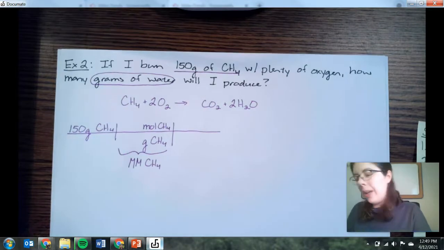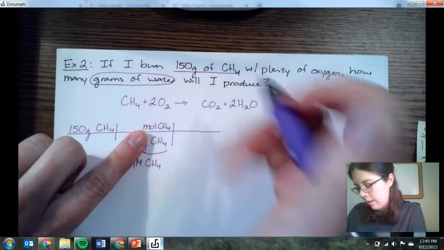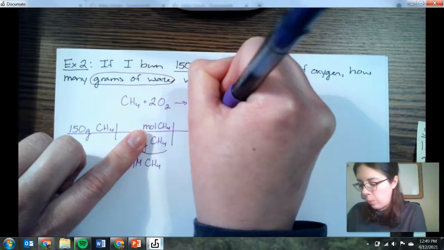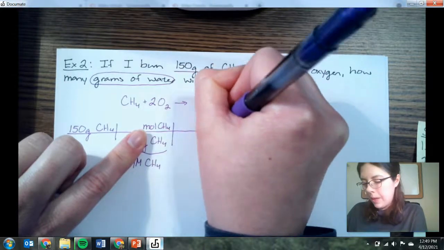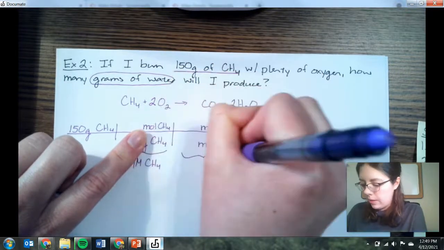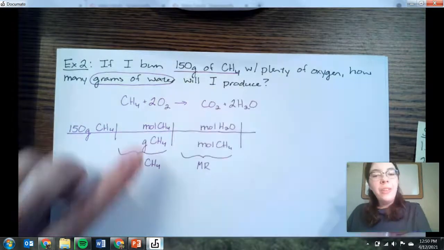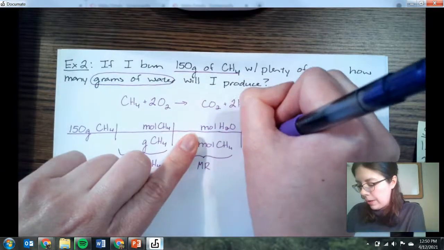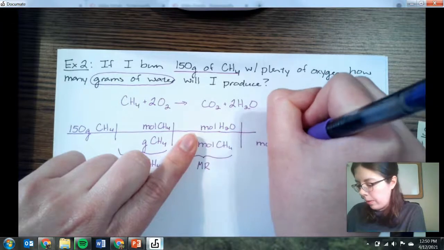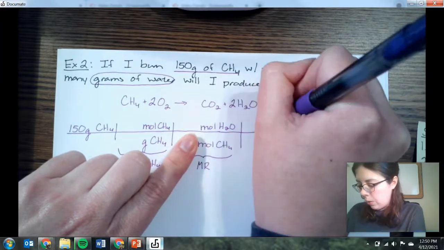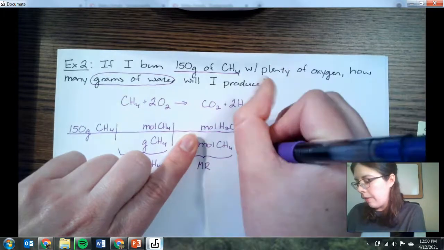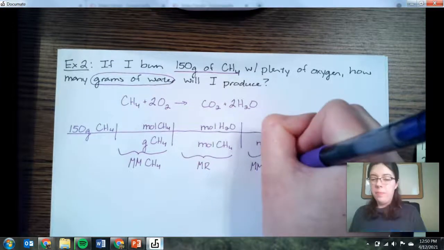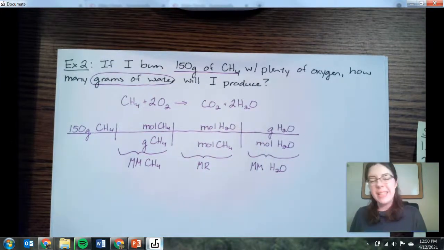Okay, and the next thing I need to do is step 3. I want to go from moles of my given to moles of my ending point, which is water in this case. Okay, so that's step 3. I'm going to use my mole ratio for that. And then the final thing, I'm going to use my molar mass, this time of water, to get to the grams of water. So from moles of water to grams of water, which is what I'm trying to find, I'm going to use the molar mass this time of water. Okay, so I have my table set up as a skeleton.